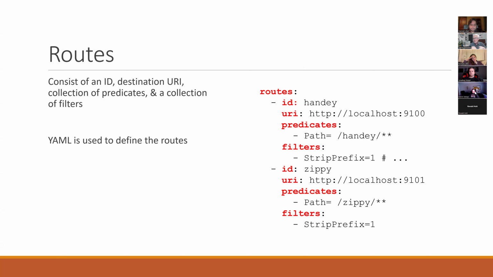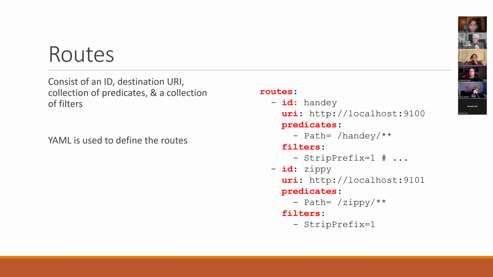So in this case here, I'm defining the routes for my API gateway. So I give it an ID. I have a URI. This is telling the gateway where to find the service handy, right? I find it at localhost 9100, right?